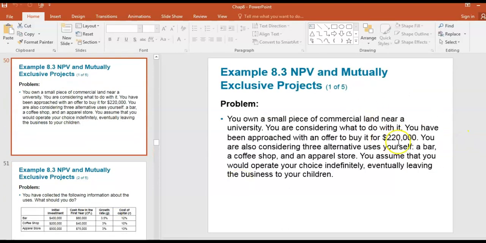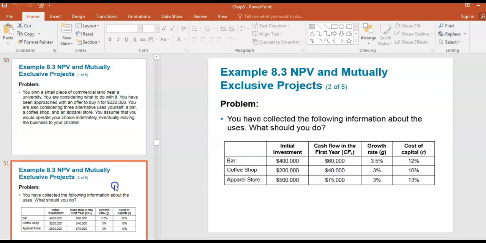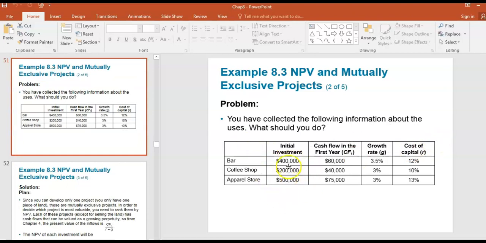All right, so let's say I have a piece of land, and someone can buy it from me for $220,000. But you know what else? You could build a bar, a coffee shop, or a store in that same location. If we generate cash flows of this nature, our initial investment for each of these is different. Cash flows in the first year are different. We have a different growth rate, and we have a different cost of capital because these projects are associated with different levels of risk. All right.